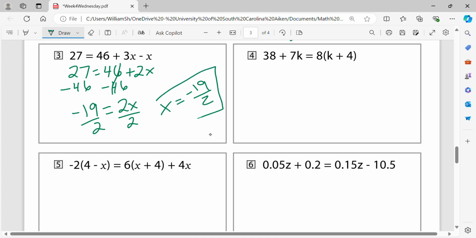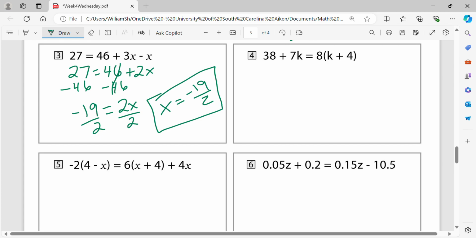We get x equals negative 19 over 2. Now, depending on the class that you're in, they might want you to keep it as a fraction. They might want you to give it as a decimal. Here I'm going to keep it as a fraction. A lot of times we keep it as a fraction. But if they ask you to switch it to decimal form, obviously just do the division and switch it to decimal form. Not a big deal.